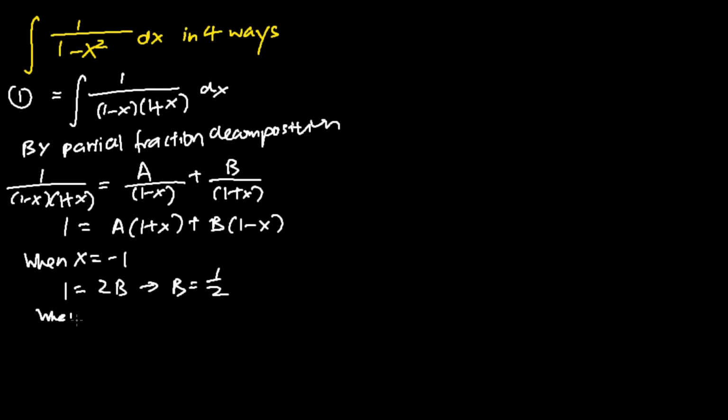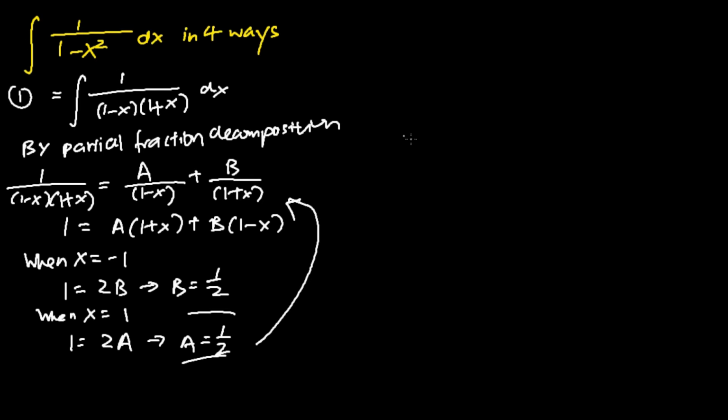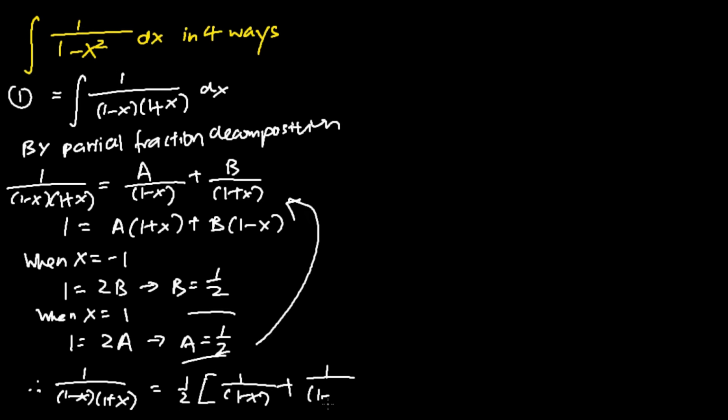To find a, I just substitute x equals 1, and I will get 1 is equal to 2a, and hence a is equal to a half. I found my constants a and b. I substitute into the partial fraction equation. I will get 1 over 1 minus x, 1 plus x equals half of the bracket 1 over 1 minus x plus 1 over 1 plus x.